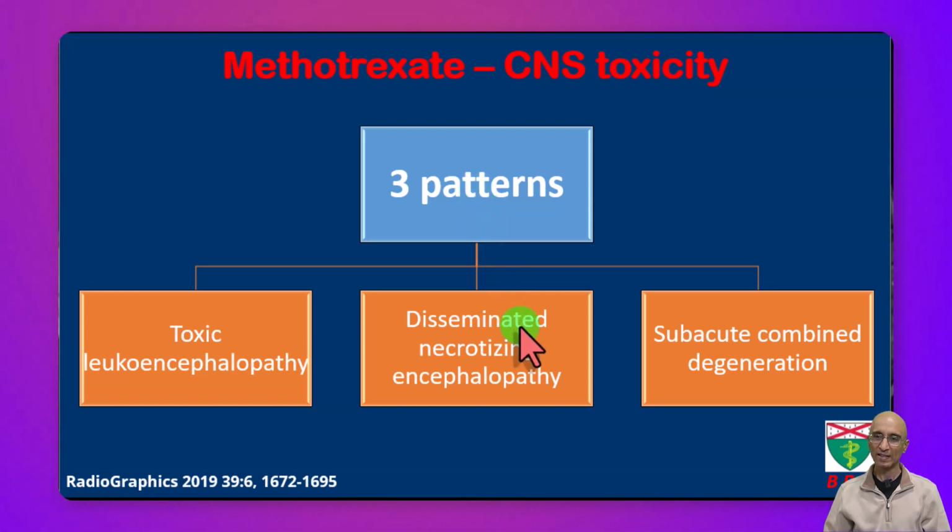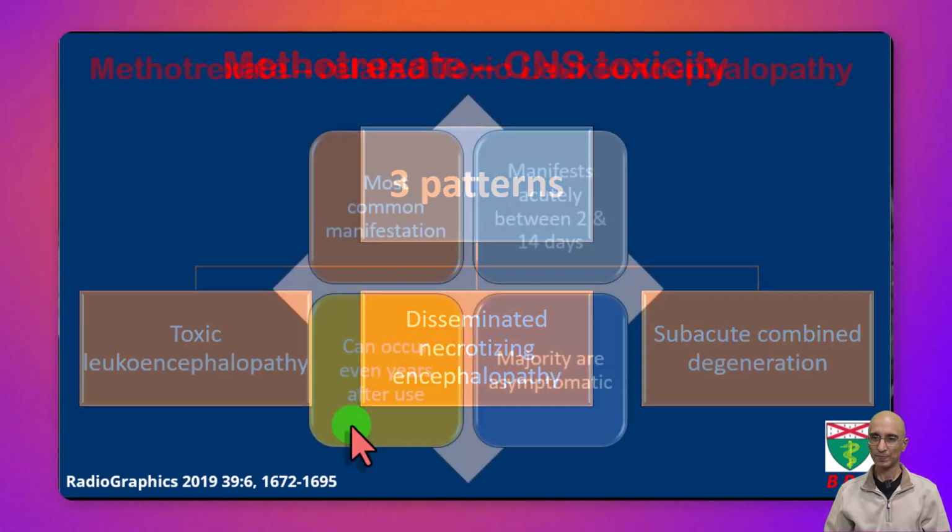Uncommon but rather devastating complication is disseminated necrotizing encephalopathy. And methotrexate can also secondarily cause B12 deficiency, with imaging features attributed to B12 deficiency, as we know, called subacute combined degeneration of the cord. Hopefully I will show it to you in a future video.